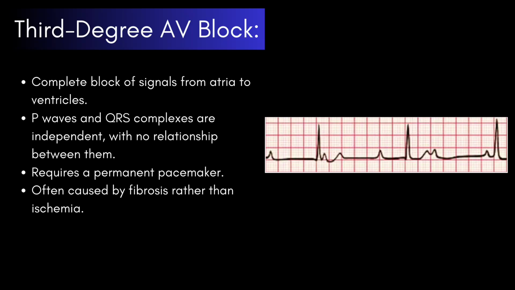Let's now take a look at third-degree AV blocks. There's a complete block of signals from atria to ventricles. P waves and QRS complexes are independent, with no relationship between them. Requires a permanent pacemaker, often caused by fibrosis rather than ischemia. A visual representation of a third-degree AV block can be found on the ECG to the right.